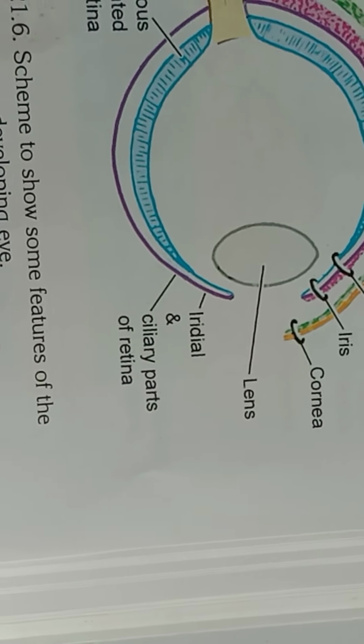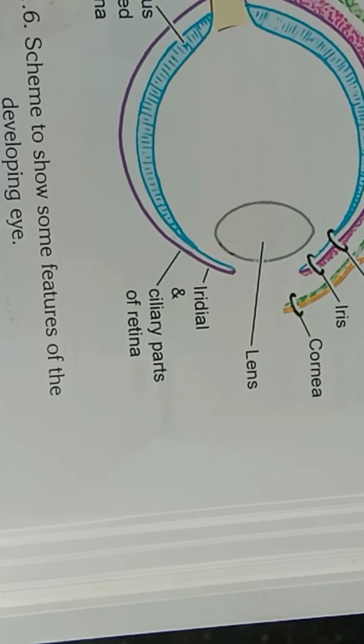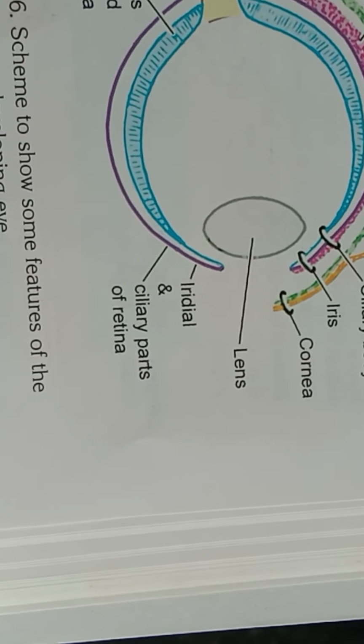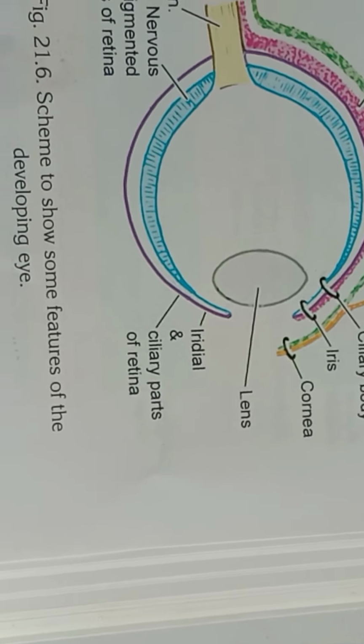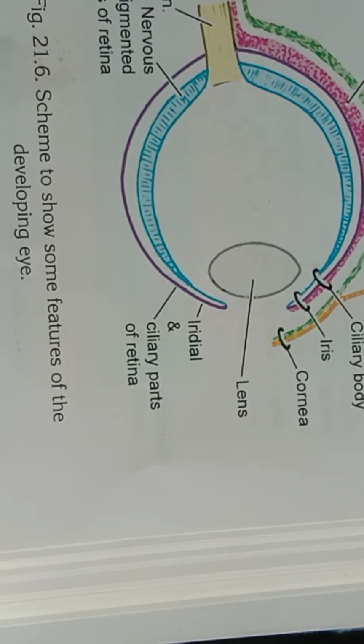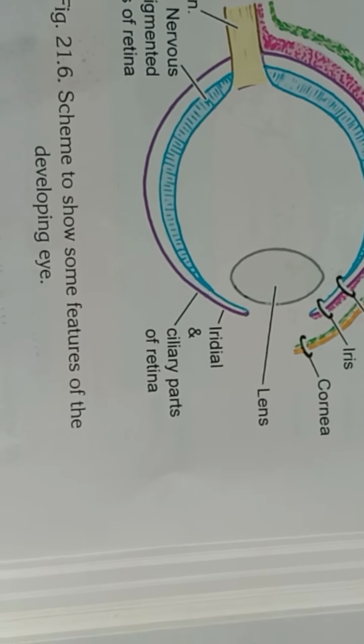Next, in the anterior part of the nervous layer, both layers of the optic cup remain as a single layer. These two layers line the inner surface of the ciliary body, forming the ciliary part of the retina. If it covers the ciliary body, it is known as the ciliary part of the retina. And the posterior surface of the iris forms the iridial part of the retina. This is the ciliary body, this is the iris. So the posterior part of the iris is covered by retina, and it is known as the iridial part of the retina.